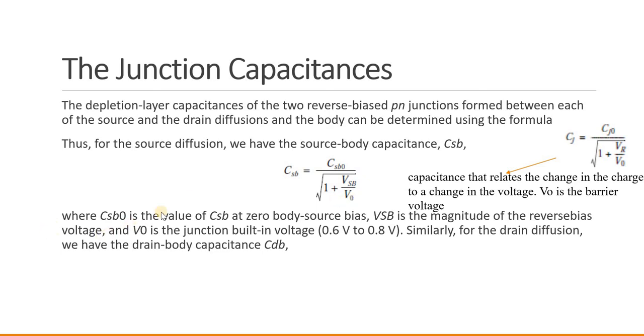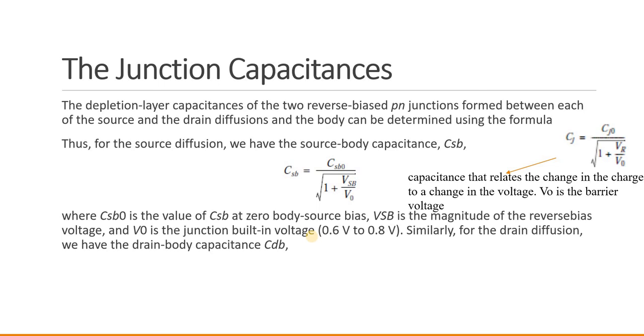Where CSB naught is the value of CSB, that is the source-body capacitance at zero body-source bias, that is VSB as 0. VSB is the magnitude of the reverse bias voltage, and V naught is the junction built-in voltage, which will usually be 0.6 volt to 0.8 volt.